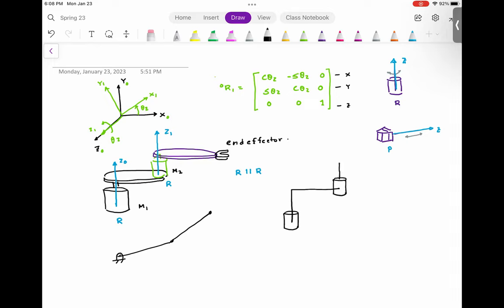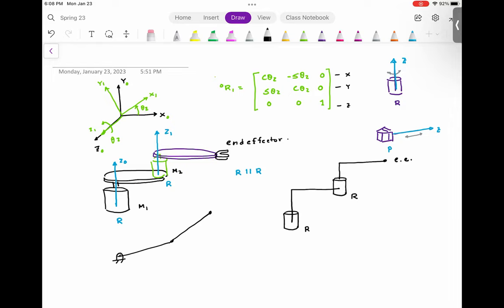And then this is where you have the end effector. So this is the first revolute joint. This is the second revolute joint. Please understand these two revolute joints are parallel to each other. So this is an R parallel R robot. Everyone understood this? Now I'm going to assign the coordinate system.